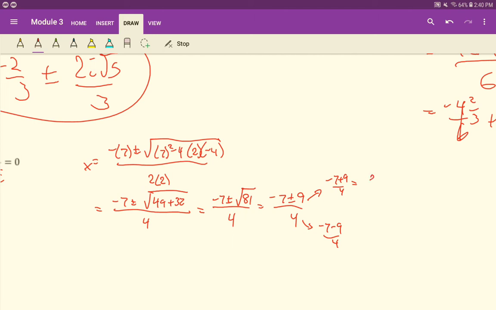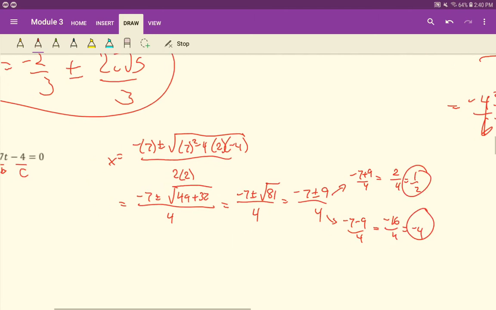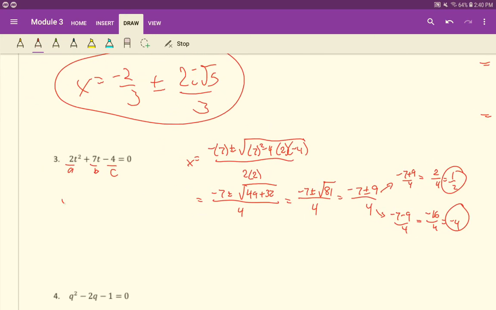And so we get 2 over 4, or just 1/2, because negative 7 plus 9 is a positive 2. Or negative 7 minus 9, which is negative 16 over 4, which gives us negative 4. So those are our two answers. x equals 1/2, x equals negative 4.